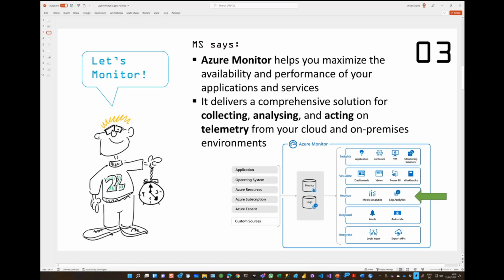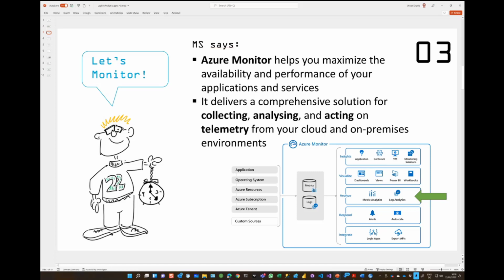So now, what is Microsoft saying? Microsoft is saying, okay, Azure Monitor helps you to maximize availability and performance of your applications. Wow, that's cool. Of course, they say as well, yes, this solution gives you a possibility to collect, analyze and act on telemetry that you collect. But what does this mean?